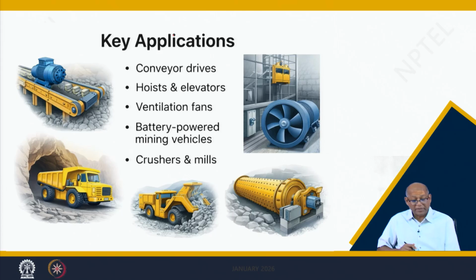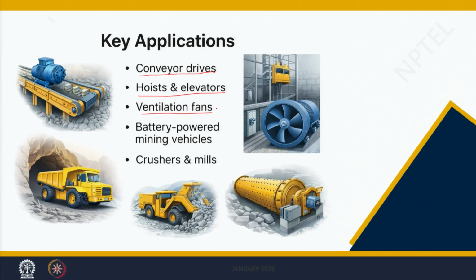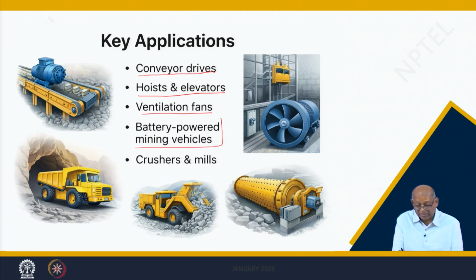So, what are the key applications? Conveyor drives, where the conveyor belts need the speed and torque to be controlled, hoists and elevators, ventilation fans, battery powered mining vehicles, and crushers and mills. So, these are different key applications of power electronics or speed control where you need to do power control.